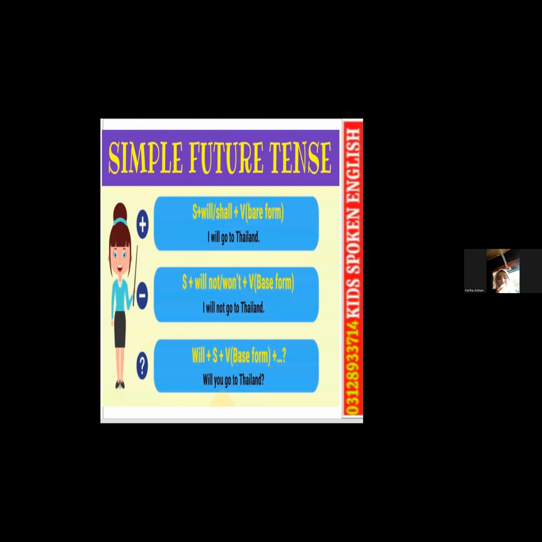Main aapse bahut baar poochti na aise ki aap kya karoge chuttiyon mein, to aap bata sakte ho ki main kahin jaunga. So aap aise bol sakte ho, I will go to Karachi, I'll go to play with my friends, and I'll go to northern areas, I'll go to Murree. I'm just saying I'll is a contraction, but you have to say I will go to, okay?